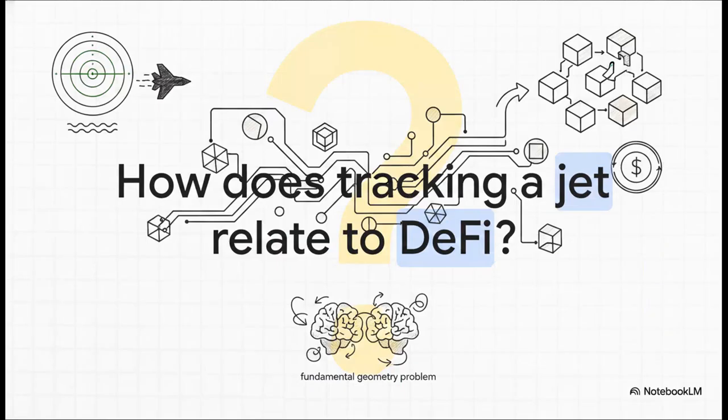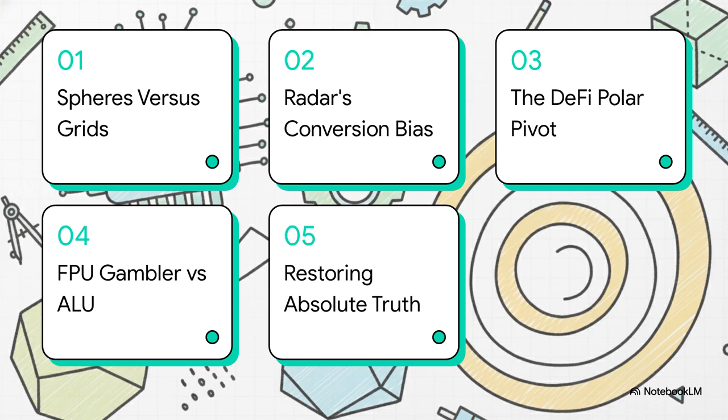So you might be wondering, what on earth does tracking a high-speed stealth jet have in common with swapping, say, 10,000 different stablecoins on a decentralized exchange? Well, it sounds like a riddle, but the answer is a shared, profound mathematical bottleneck that's hidden deep inside the processors of our computers. As you'll see, both of these systems are actually fighting against the exact same fundamental geometry problem.